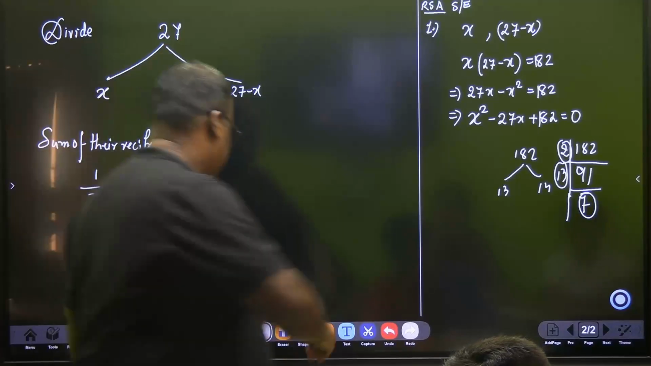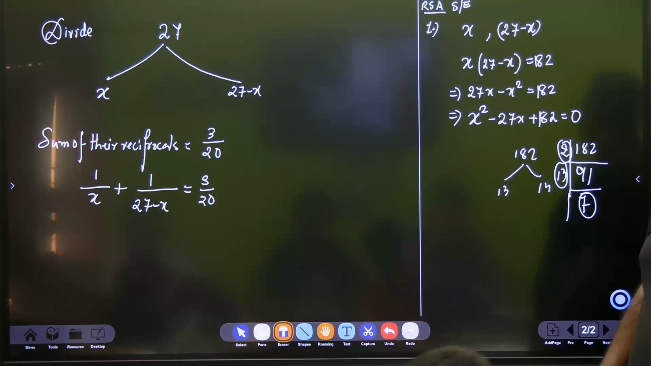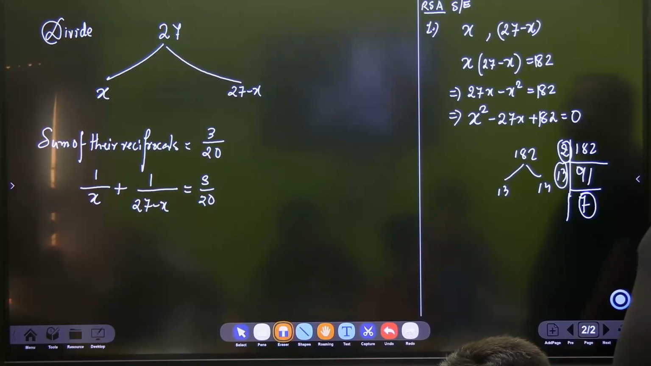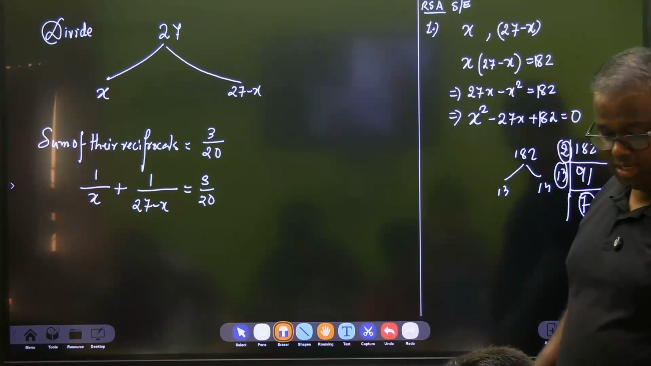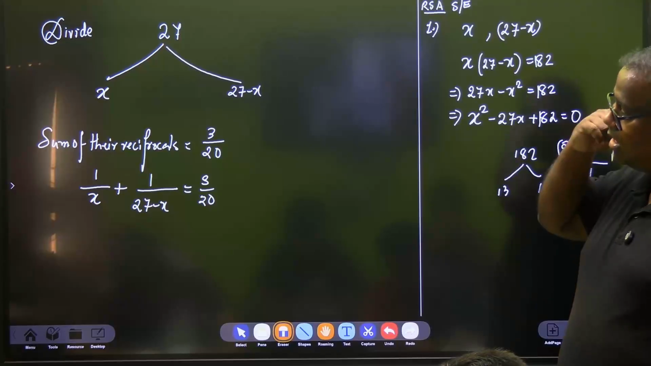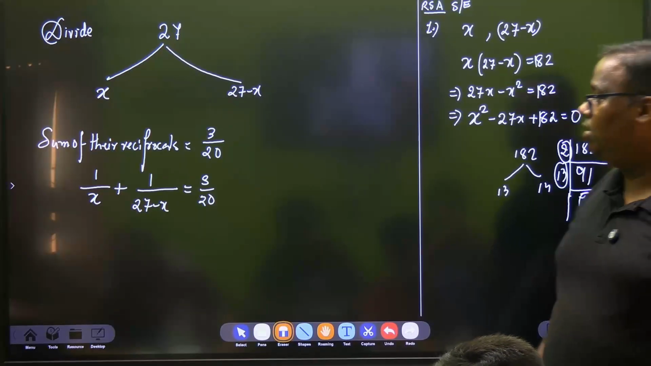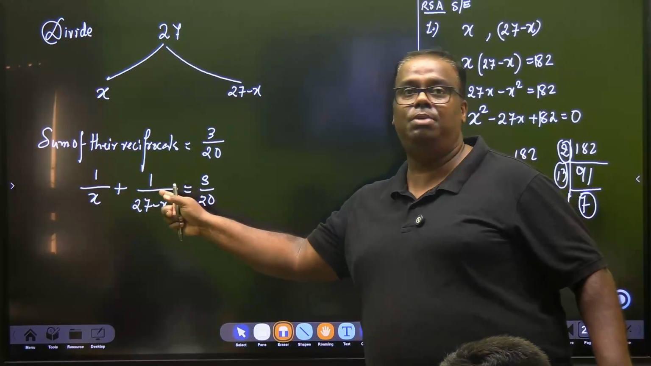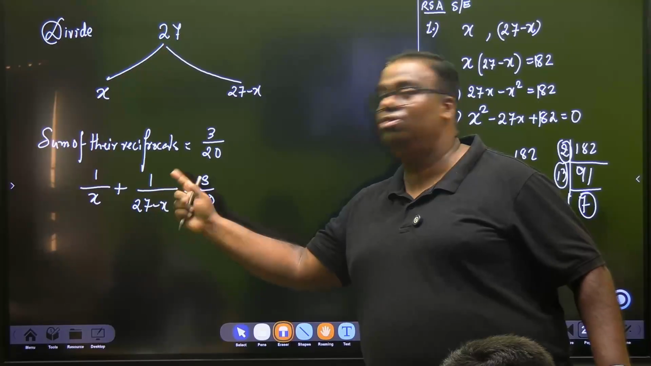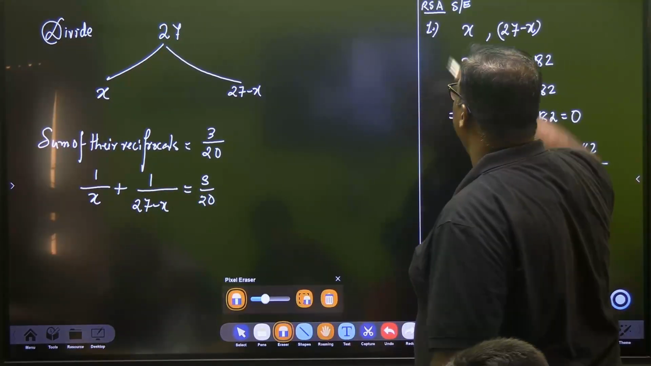Yes, sir. Can we change it to, after we found this expression, x plus 27 minus x equal to 20 by 3? Come again, speak a little bit slowly. Can we change it to x plus 27 minus x equal to 20 by 3? No, that you can't do. That can be done only when these are two independent things. The combination you can swap. That is not allowed. If you do that, it will result in a mistake.